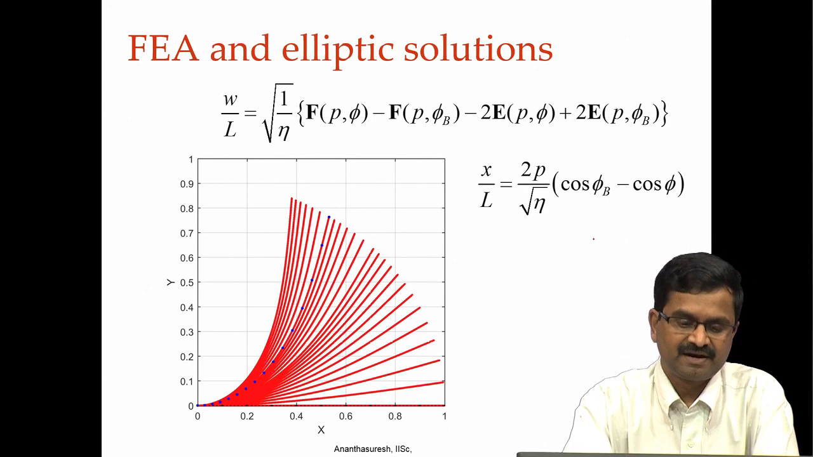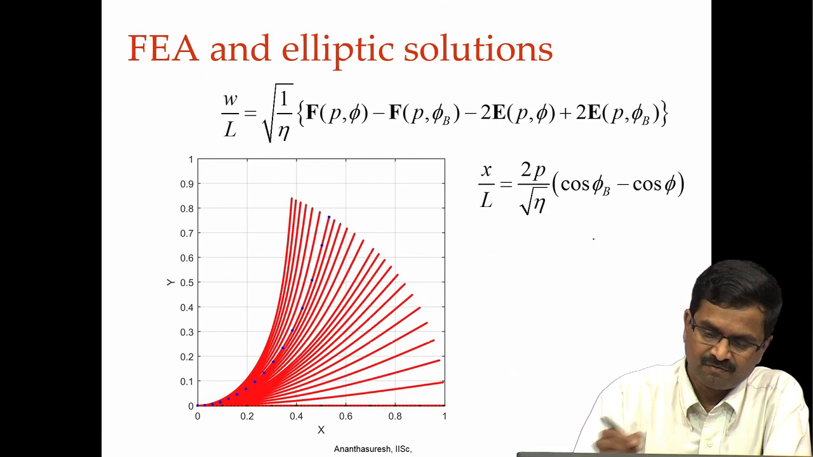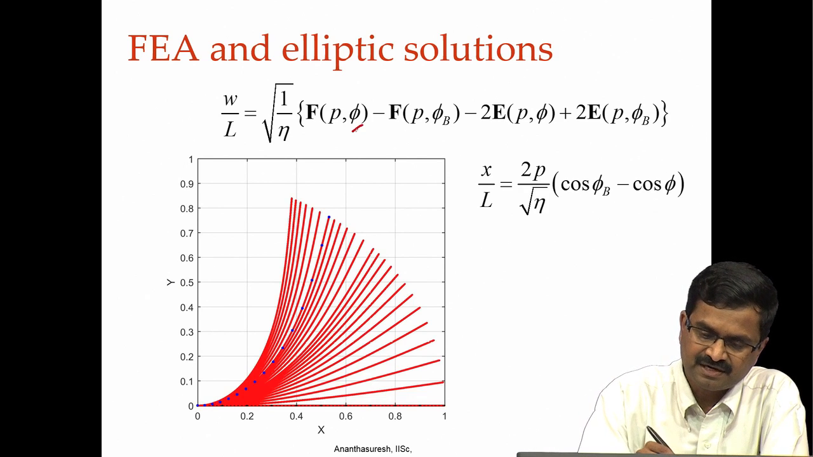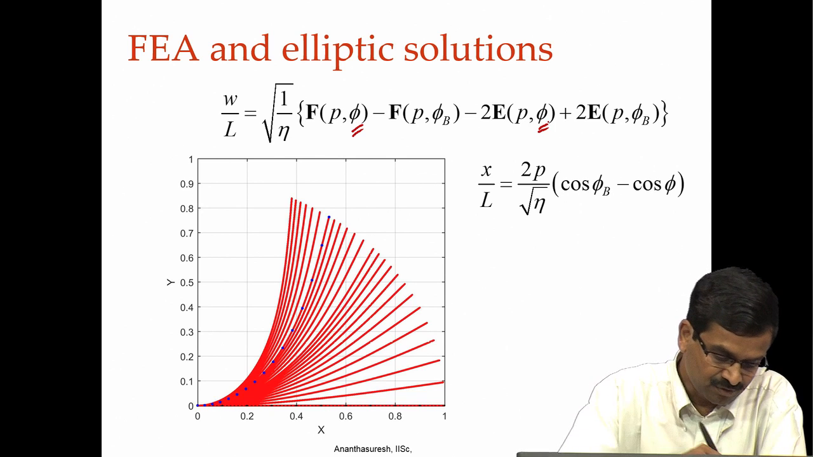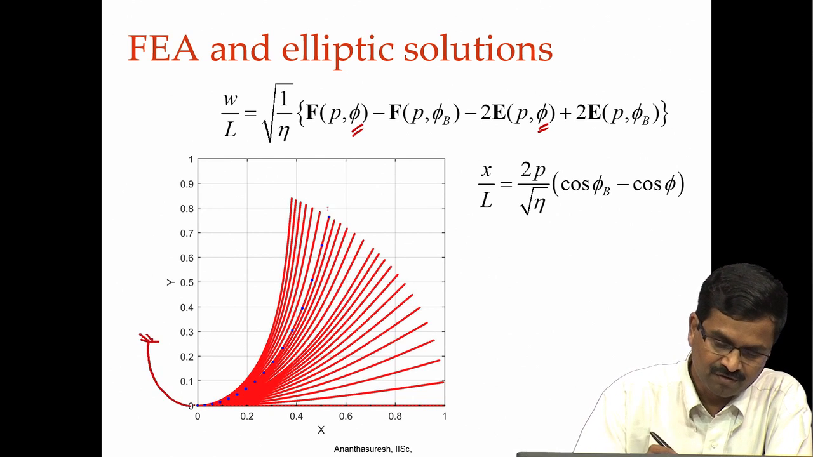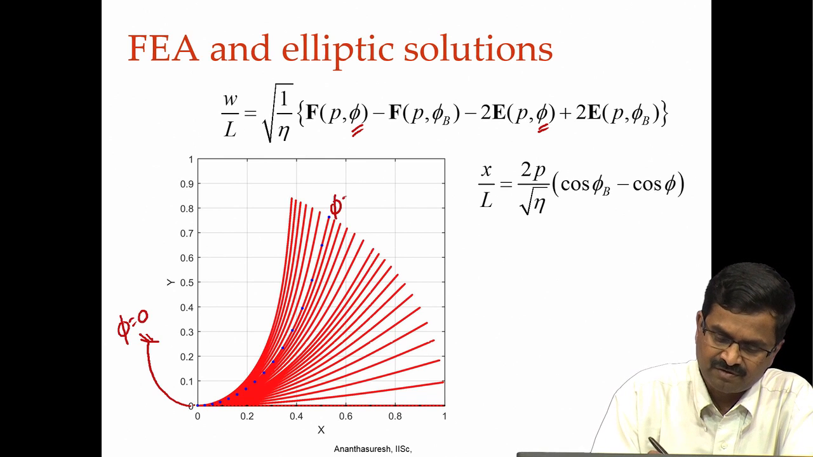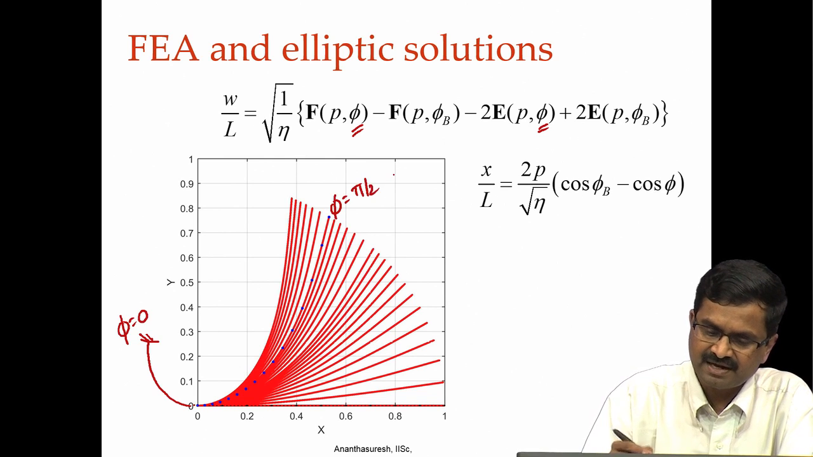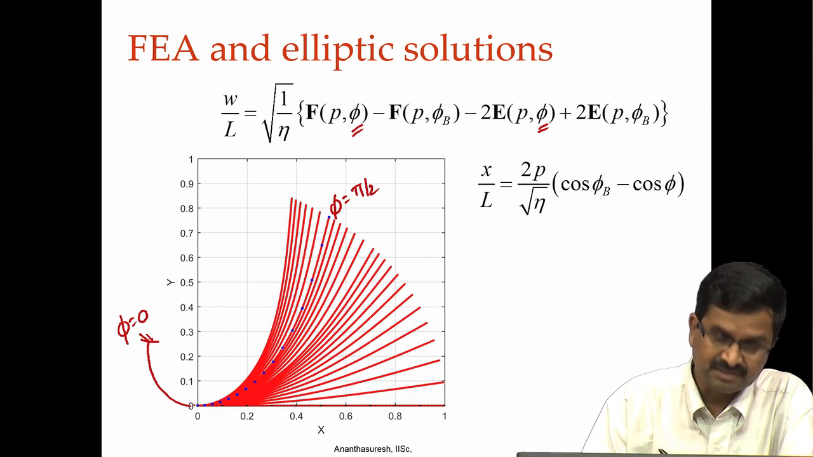Now, here are the finite element analysis and elliptic integral solutions, where we are showing for different general values of phi, which varies from, if I want to go all the way back here, when it goes like this, here is where phi equal to 0, phi equal to pi by 2 there. This is phi equal to 0, here is where phi equal to pi by 2. If I vary that, then I will get W everywhere and X everywhere. So, I can put all these dots.